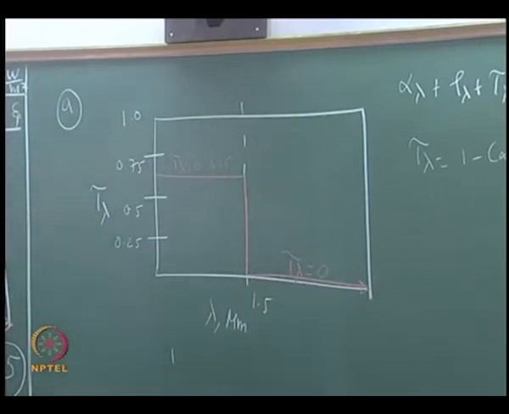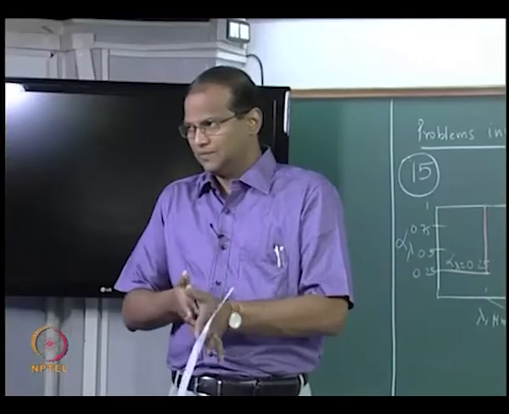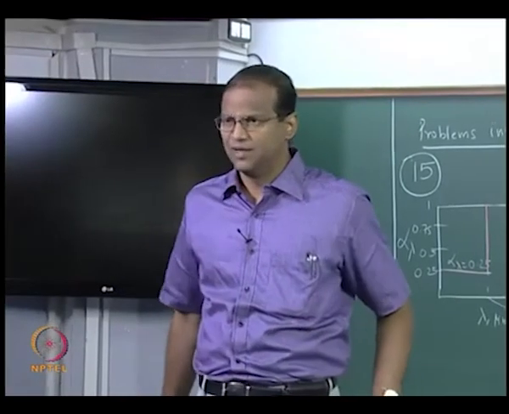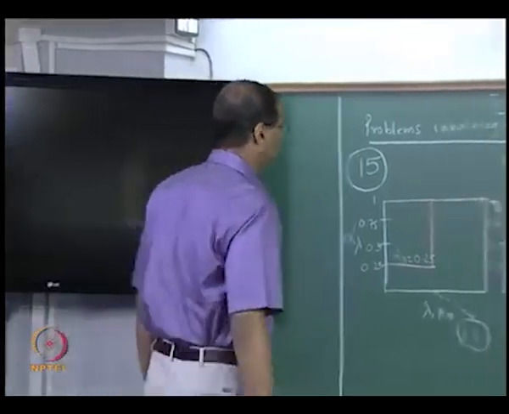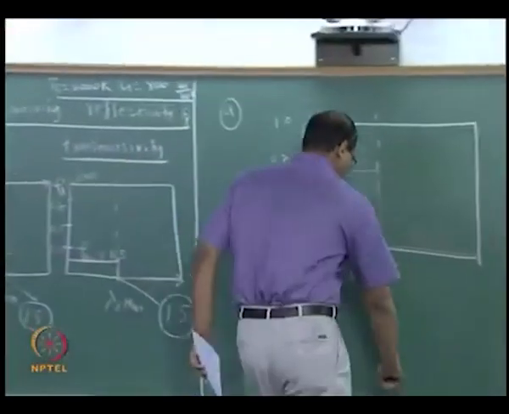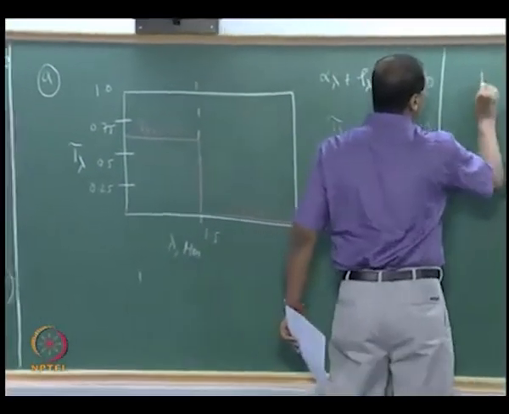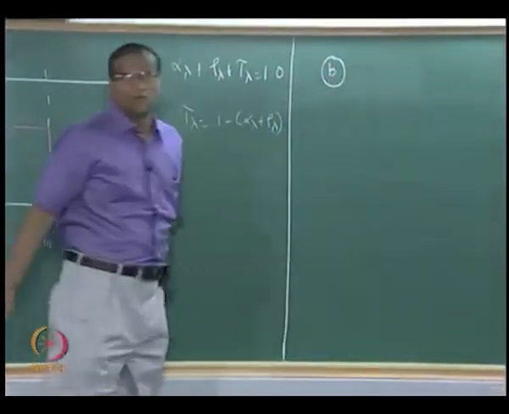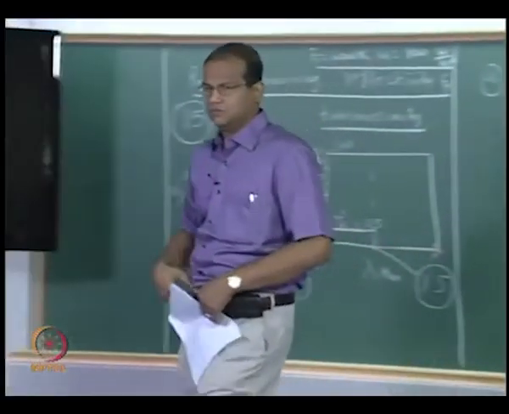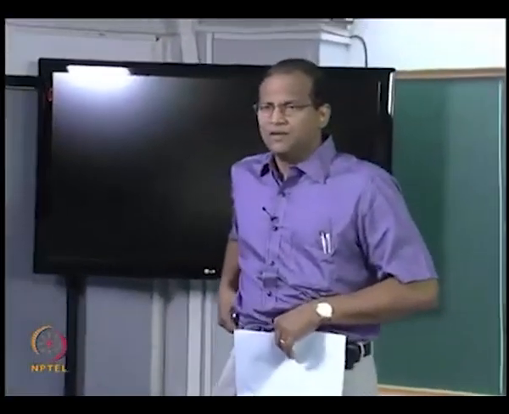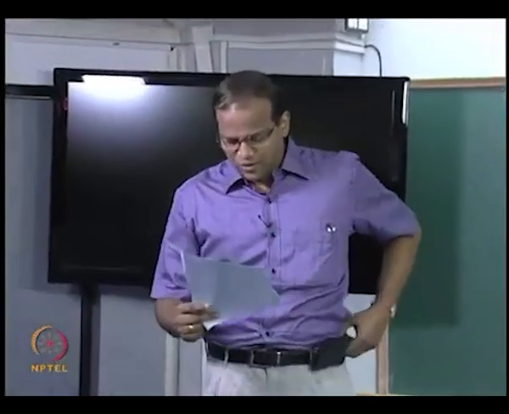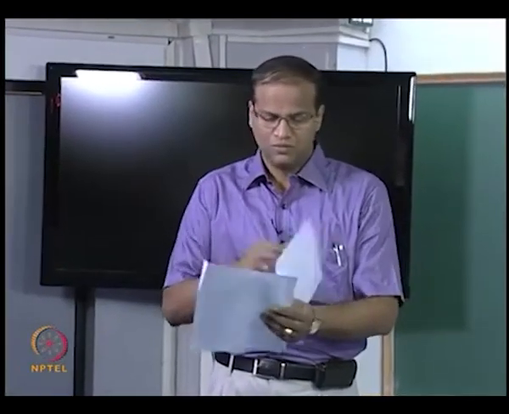Got it? We do not have to determine the transmissivity, but at least two properties must be known, right? Okay. Now we go to part B. What is part B? We have to get the individual properties.